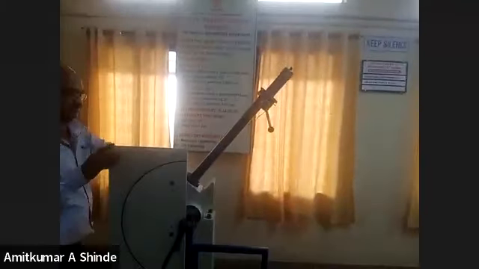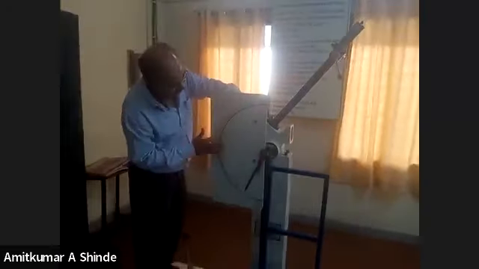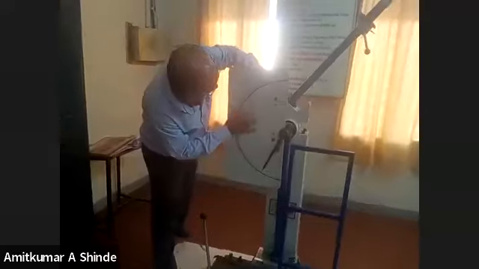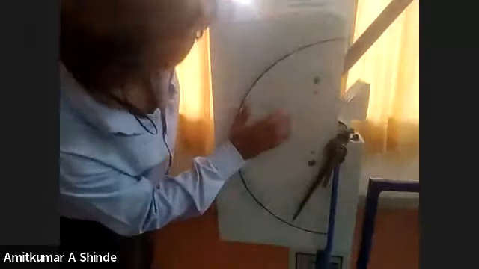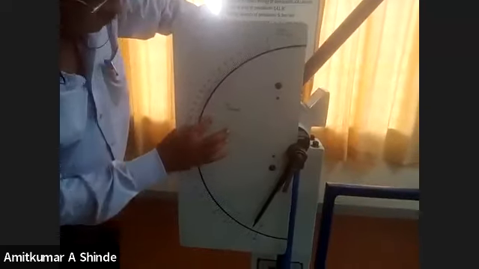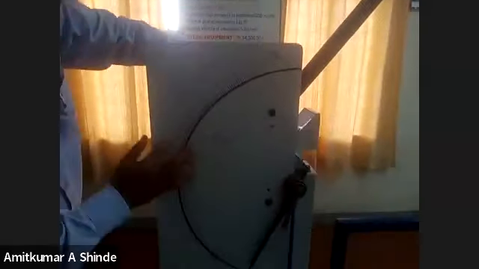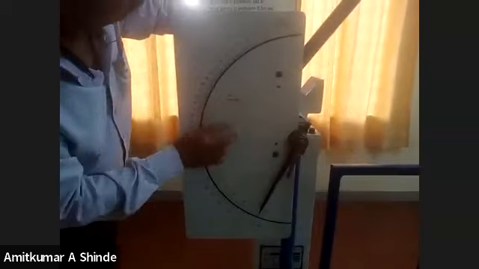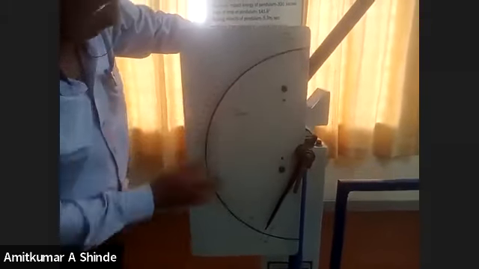Izod impact test is there and Charpy impact test is there. So in front of me, this is the machine. And here one scale is there. One division, 2 joules. And here for the Charpy test, 1 division, 2 joules. So here inner and outer, 2 scales are there. This is related to Izod and this is related to Charpy.